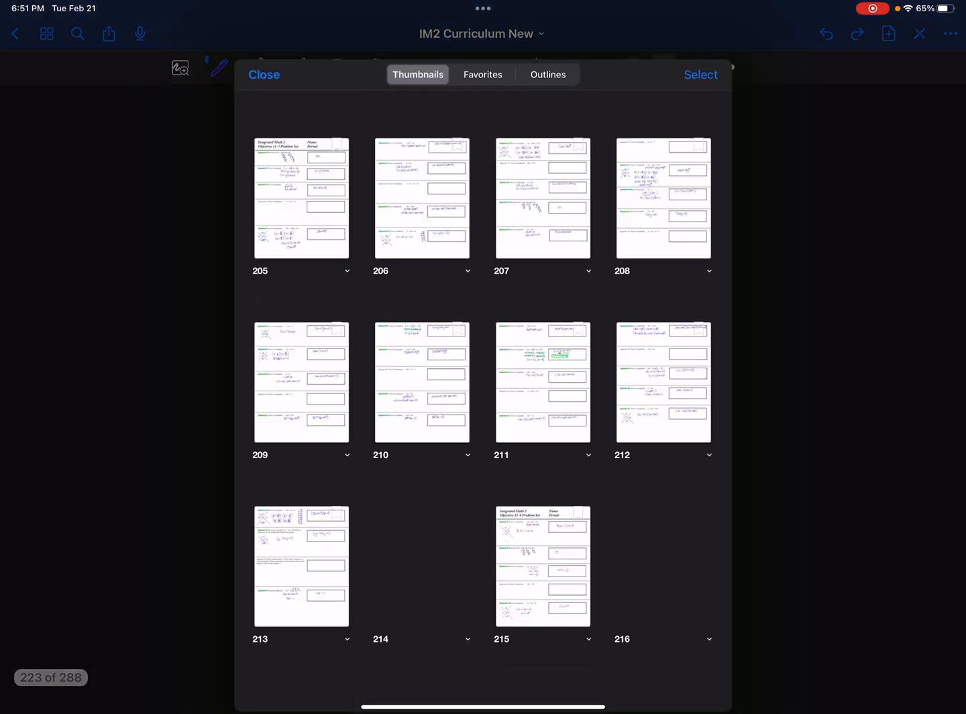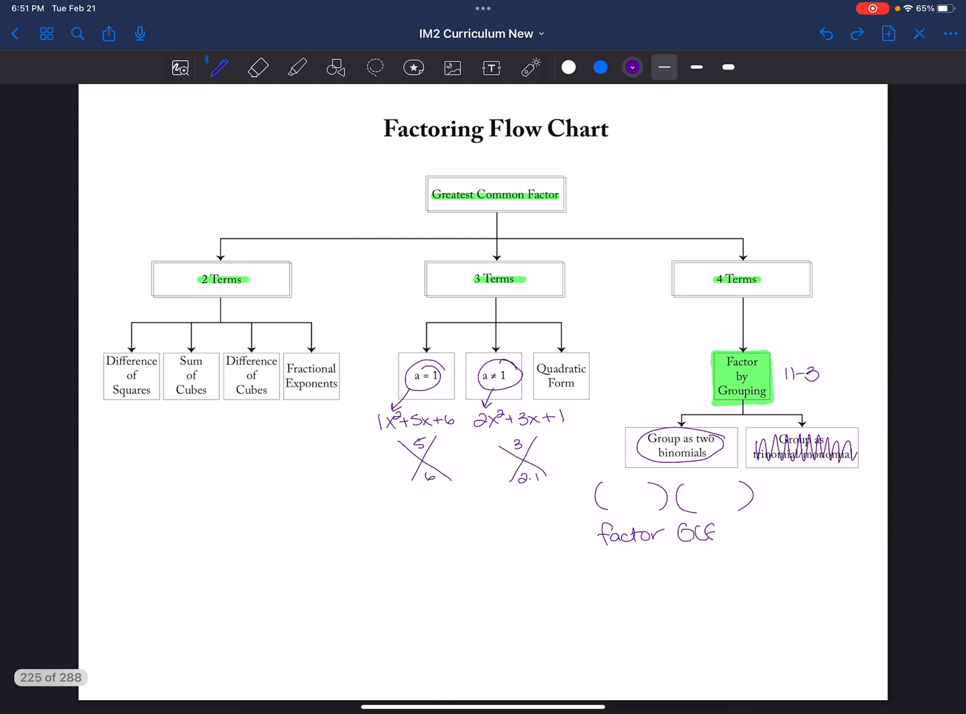So now let's go back to the flow chart. If I have 2 terms, then I have some choices. We haven't seen fractional exponents yet. That is in advanced math. But you have sum of cubes. This one is a plus b times a squared minus ab plus b squared. That is if I had a cubed plus b cubed. And then my difference of cubes is if I had a cubed minus b cubed. This factors to a minus b times a squared plus ab plus b squared. Or I had a difference of squares, which is like x squared minus 49, and that's x minus 7 and x plus 7.